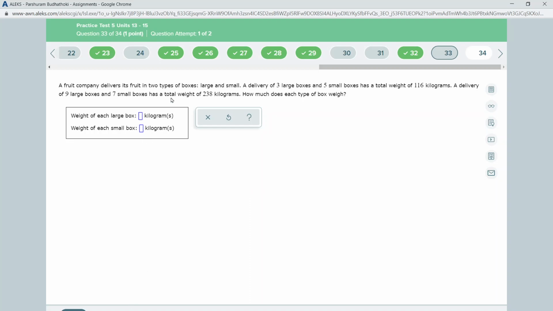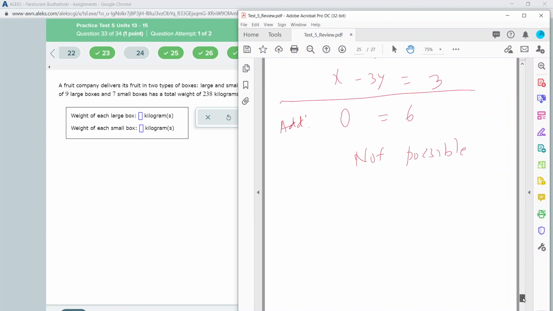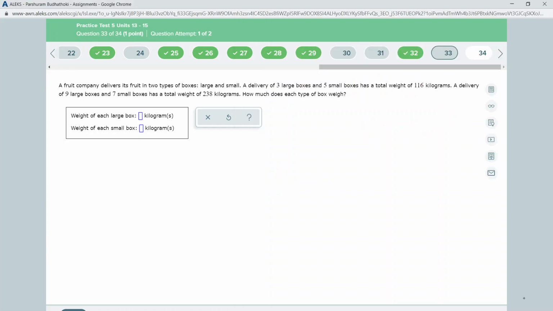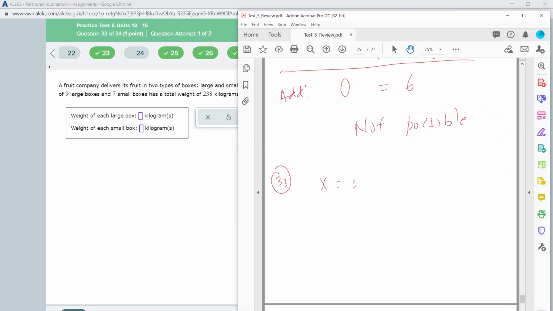Because you are trying to find two different things, we are going to use two different variables here, x and y. So this is problem 33. Let's say x is the weight of the large box. Remember, for this kind of application problem, word problem, for a system of equations, whenever you have to find two different things, introduce two variables x and y. The variable x is for the first one and variable y for the second one. In this case, this is the weight of the large box and small box.